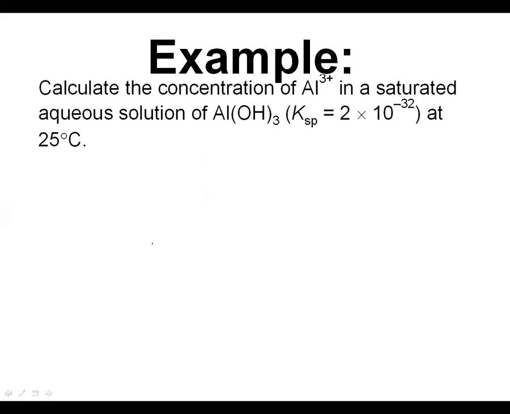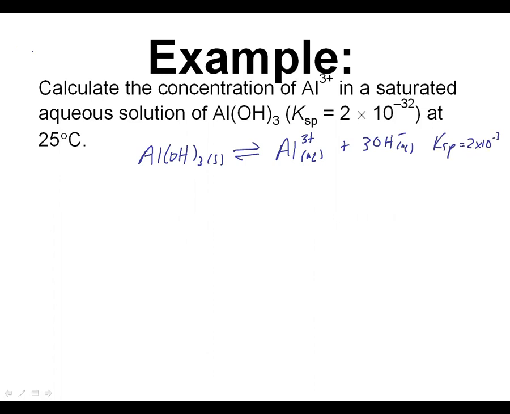All right, so let's take a look at this one. So again, this is a problem where we're just given the Ksp, so we should do an ICE table. And again, if you're not sure about solubility rules, because you are given a Ksp, it's a pretty safe assumption that this is going to be a solid in that case. And again, we want to make sure we break it apart into the proper ions. So that's going to give us an aluminum ion that has a +3 charge. It's going to give us 3 of these hydroxide ions. And obviously the Ksp in this case will equal 2 times 10 to the minus 32.